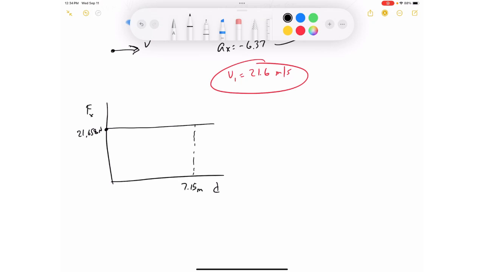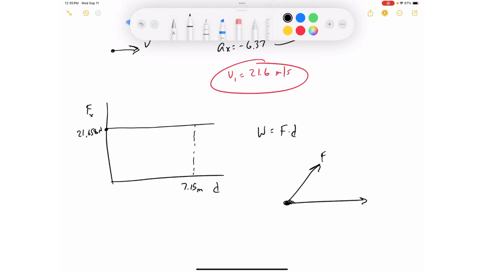So 21,658 newtons of force is being applied over 7.15 meters, and you may remember that work is equal to force times distance, of course. Now, remember that the force has to be in the same direction as the displacement. So if the object is here and it's moving in this direction, and the force is in some other direction, let's say this is the force here, you would have to find its components.